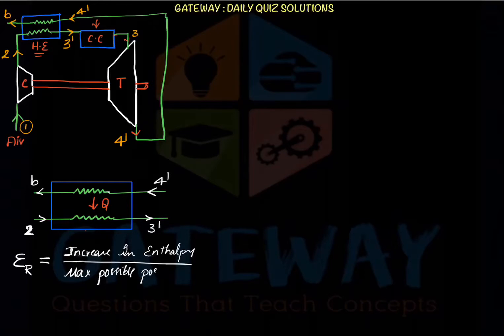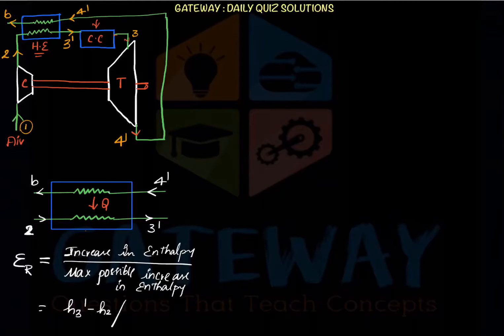What can be the maximum possible increase in enthalpy? First of all, see what is the increase in enthalpy of the fresh air. It is entering at 2 and leaving at 3 dash, so it is H3 dash minus H2, upon the maximum possible. The maximum possible is when H2 will be equal to H4 dash, whenever the efficiency is 100%.